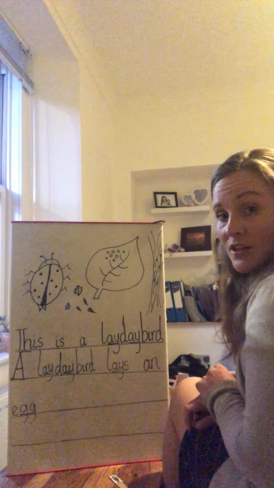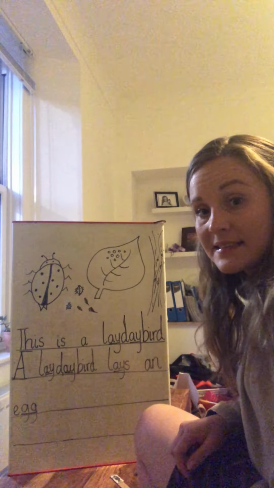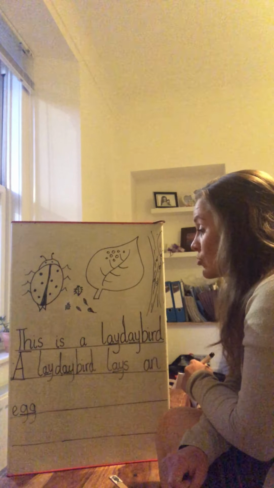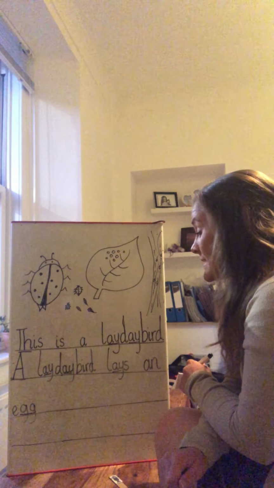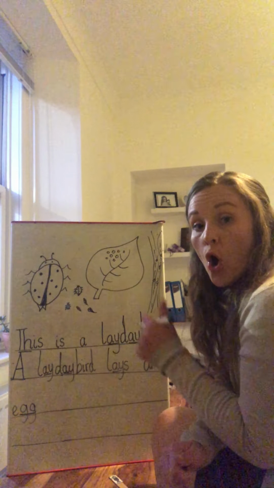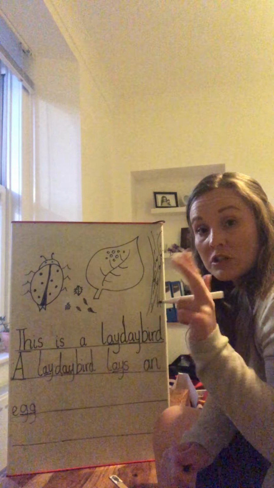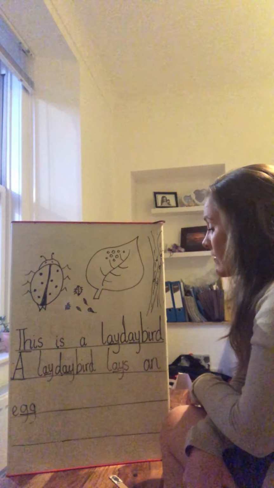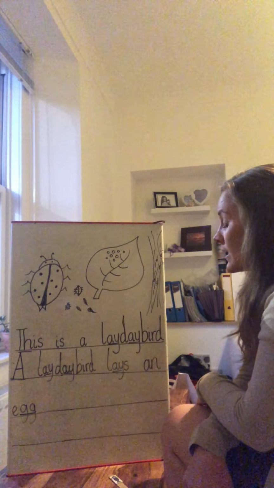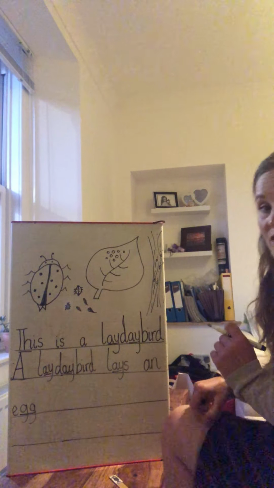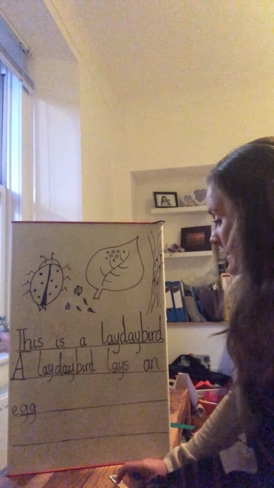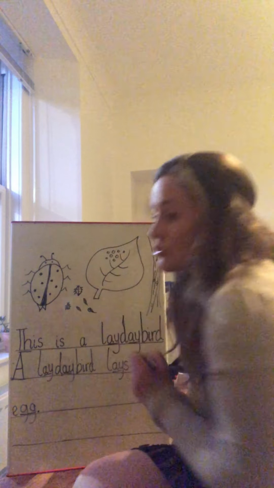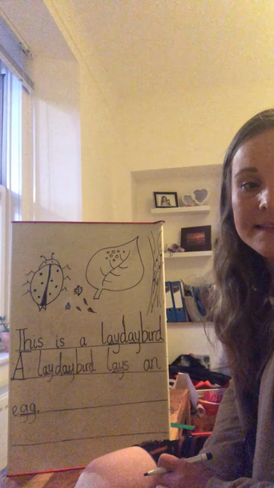Now, if you want to challenge yourself, you can go ahead and make that sentence even longer by telling me where the ladybird lays an egg. So you could, as a challenge, write a ladybird lays an egg on a leaf. So you could include 3 extra words, and that means that you've challenged yourself by including a joining word in there as well. Okay, you're giving me lots of extra information. So a ladybird lays an egg. Okay, and then we need to remember our full stop at the end of a sentence.